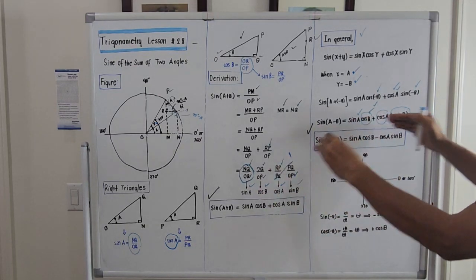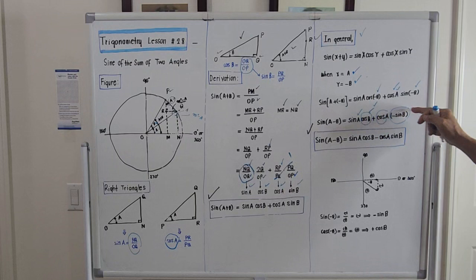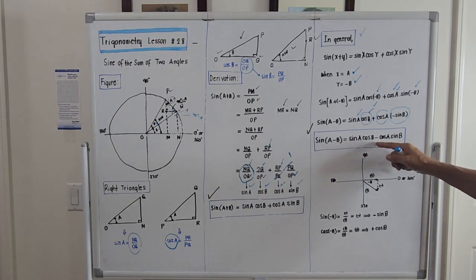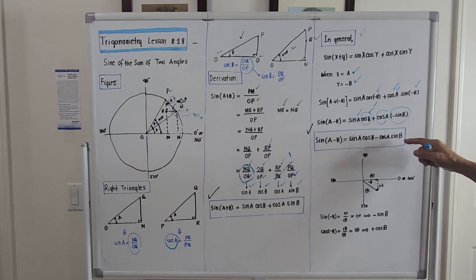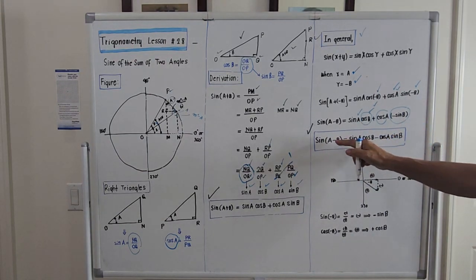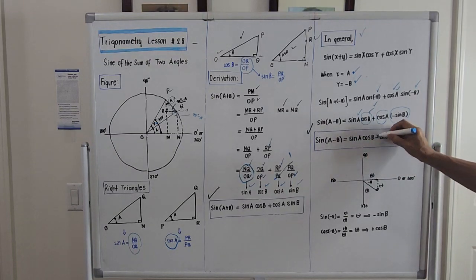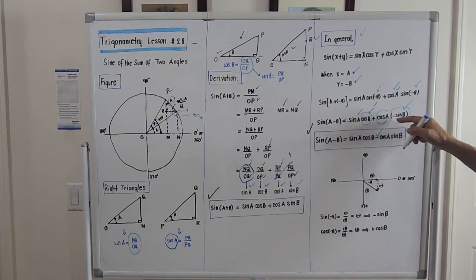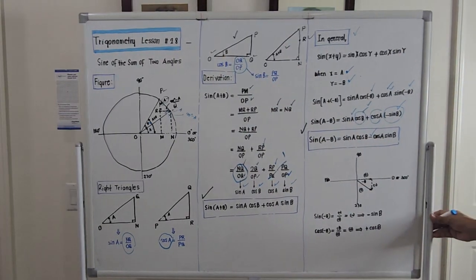So if we simplify this one, the sine of the difference a minus b should be equal to sine of a, cosine of b. If this is minus, this should be minus. So the cosine of a, sine of b. How come we place this one as negative sine of angle b? It is something like this.